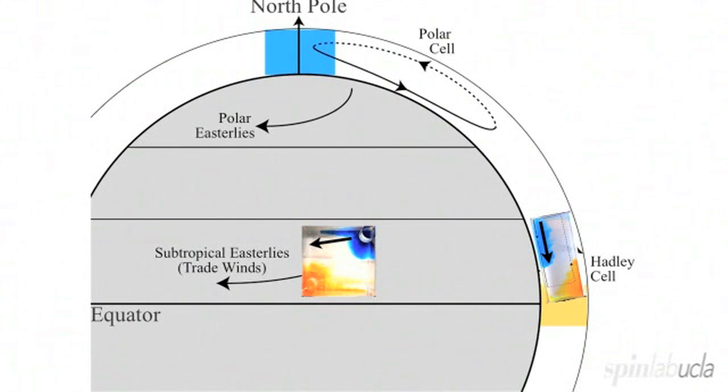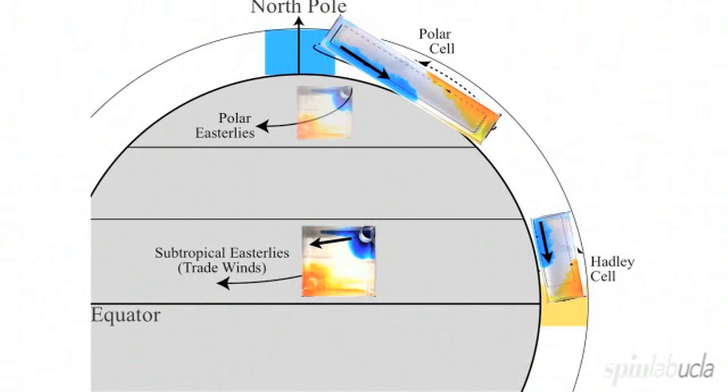Near the pole, you have a polar cell going from the pole down to about 60 degrees north. The fluid is again traveling from north to the south, and it is again deflected by Coriolis off to its right, so again you get easterlies.